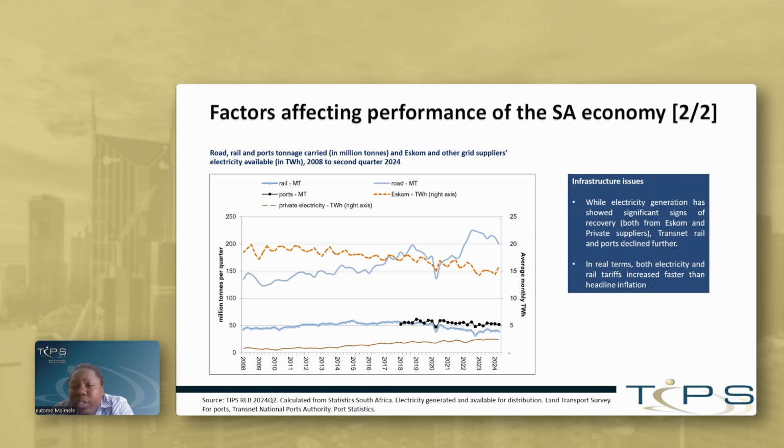Then the last issue is regarding the infrastructural issues. Of course, here we've seen in the last few months or so that we haven't had load shedding for some time, so while there have been some positive developments, especially on the Eskom side of things, we've seen Transnet rail and ports declining further. And another issue is with regards to tariffs. Tariffs at both Eskom, or electricity, and rail have actually increased faster than headline inflation, which are also other issues contributing to the poor performance of the South African economy.